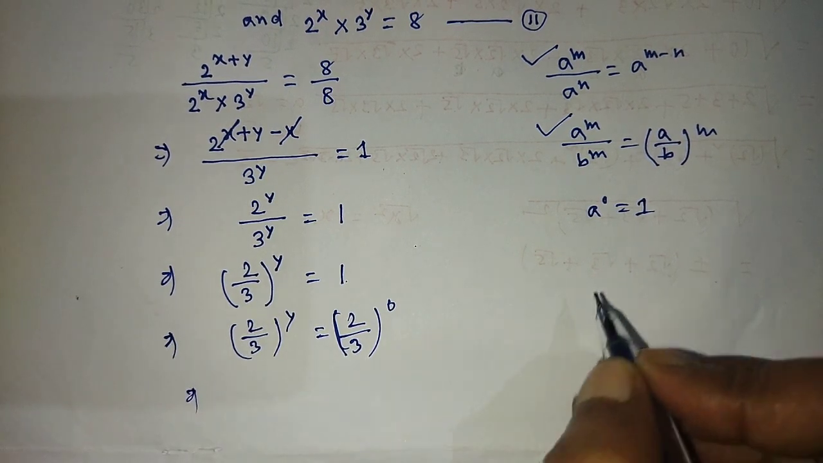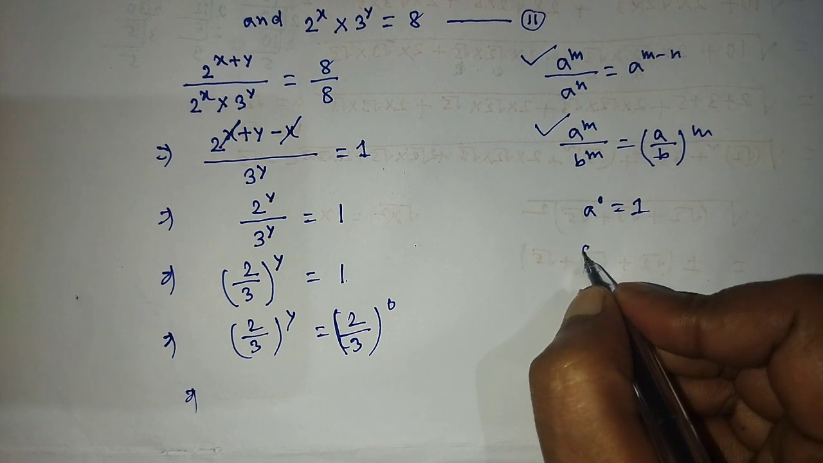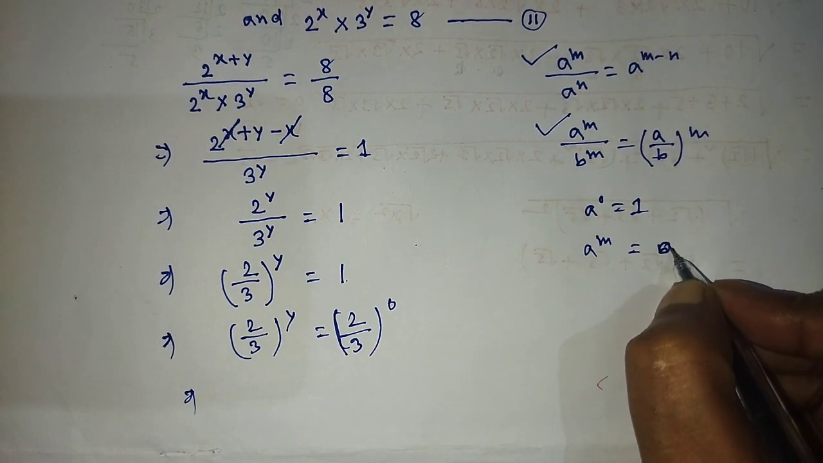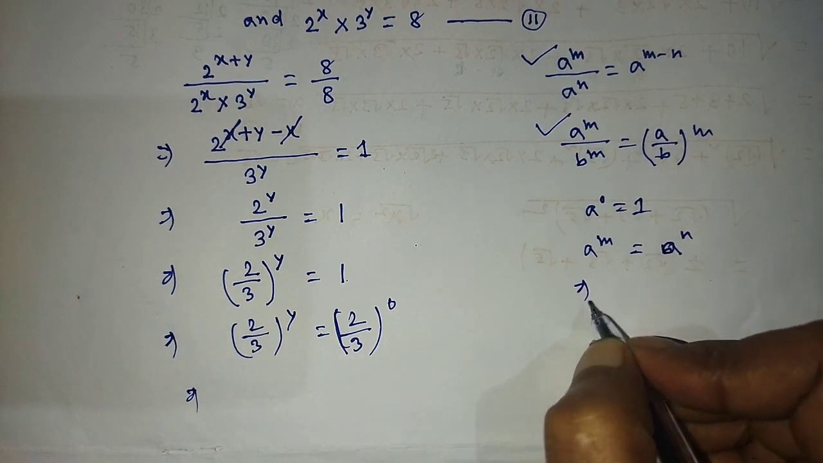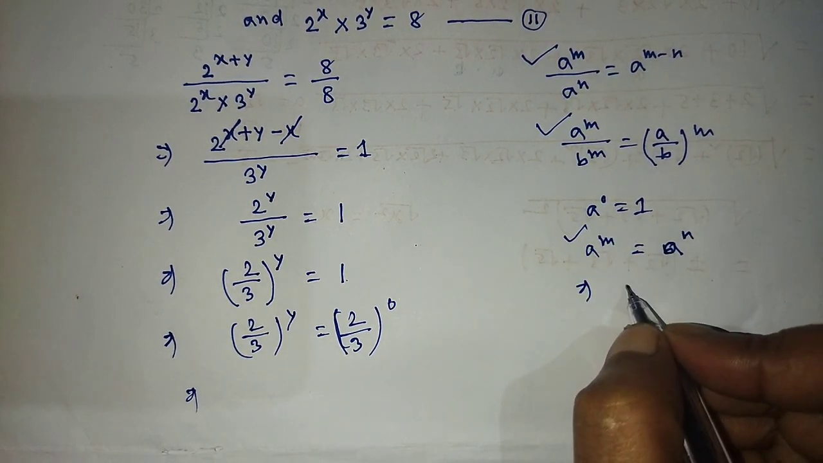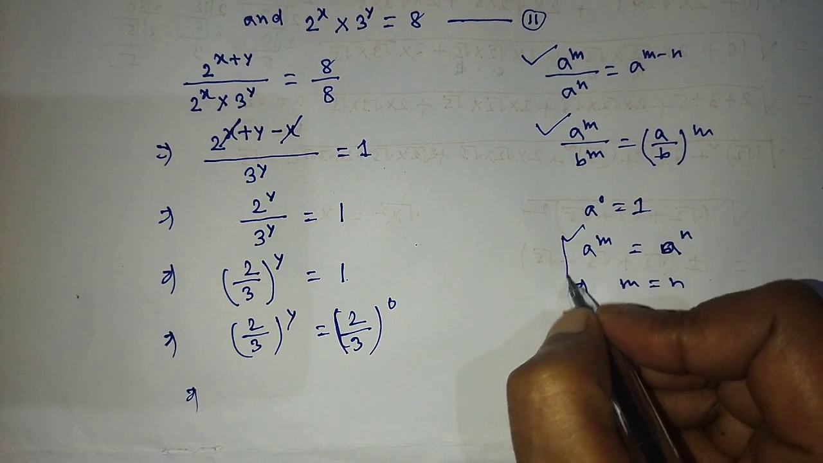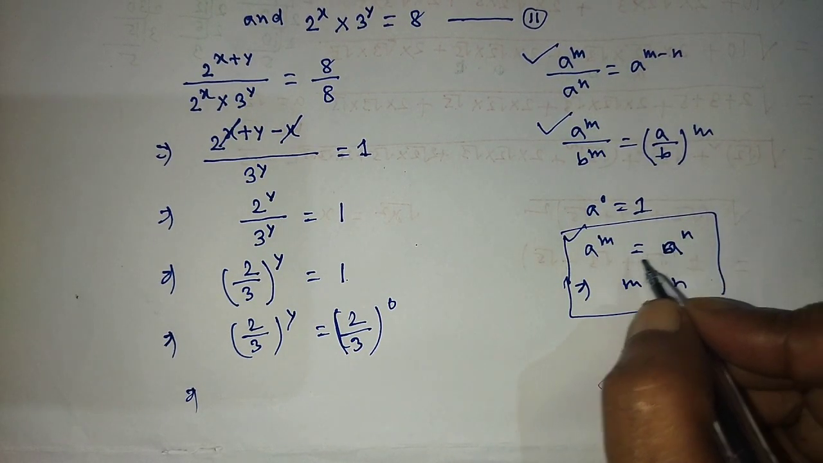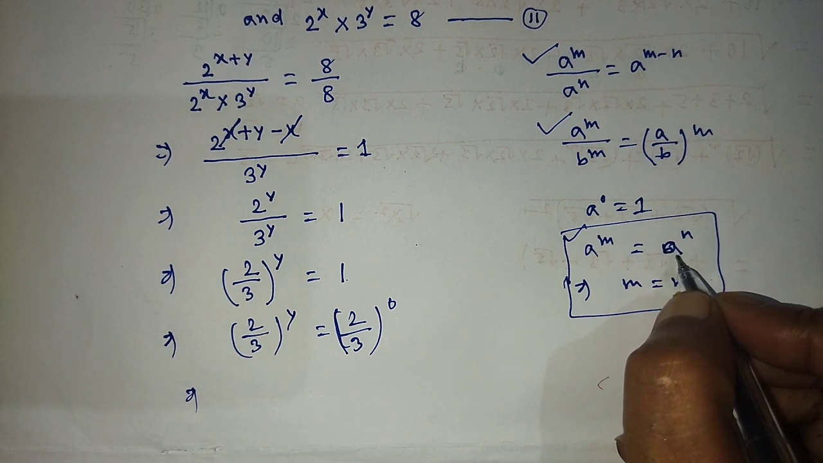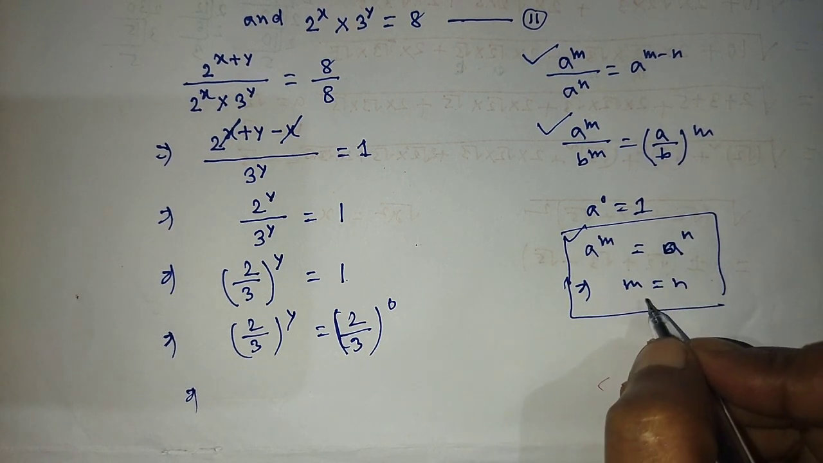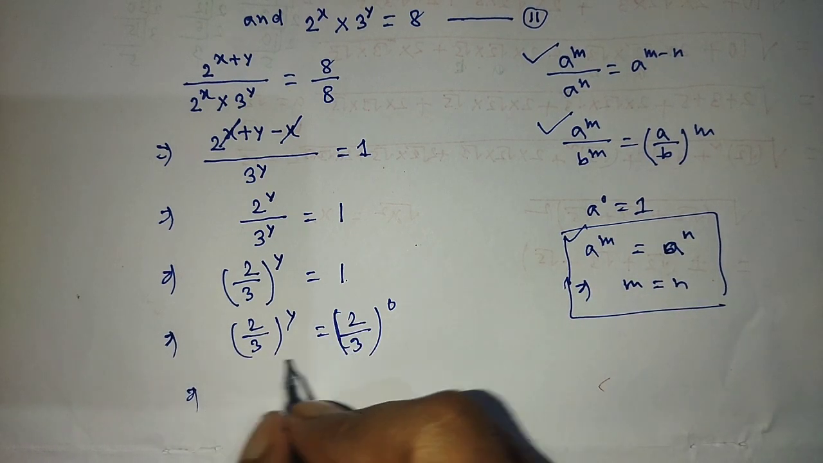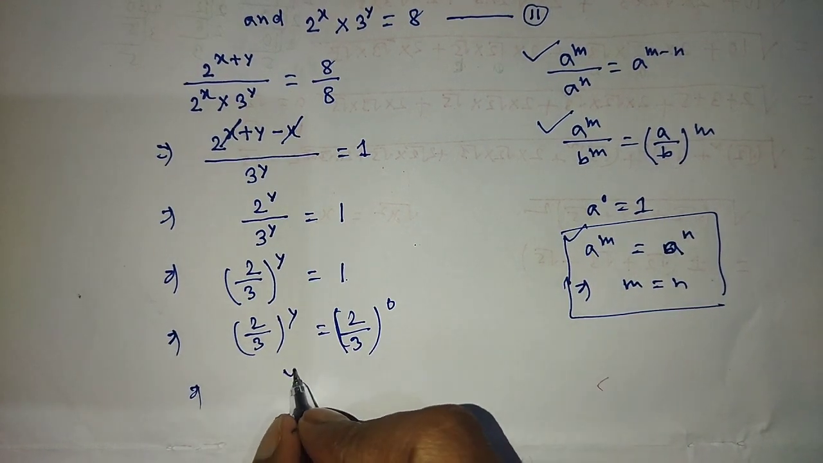So student, after that again we have to apply the formula a to the power m is equal to a to the power n. So from this equation we can write m is equal to n. This is our formula. Okay, so on both sides the bases are the same, that's why we have to remove the base and write the power. We have to apply this formula on this equation, then we get the value of y.